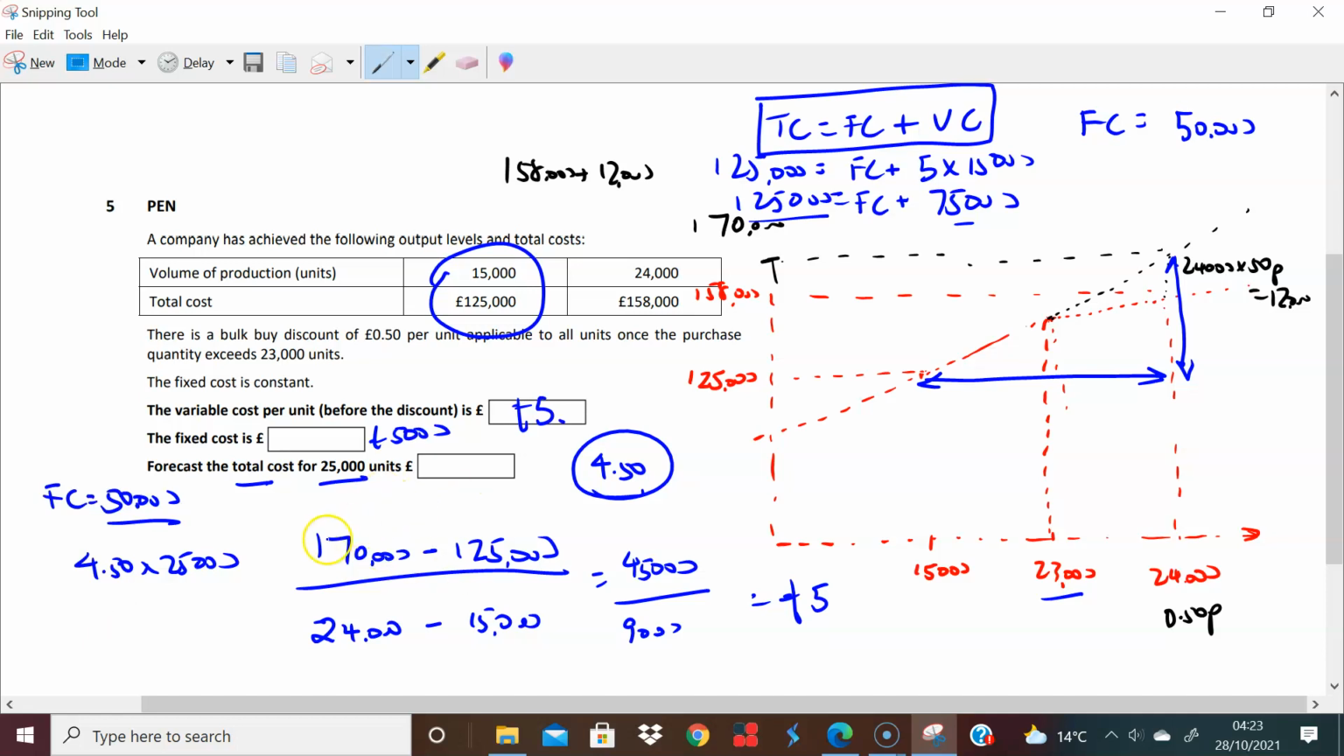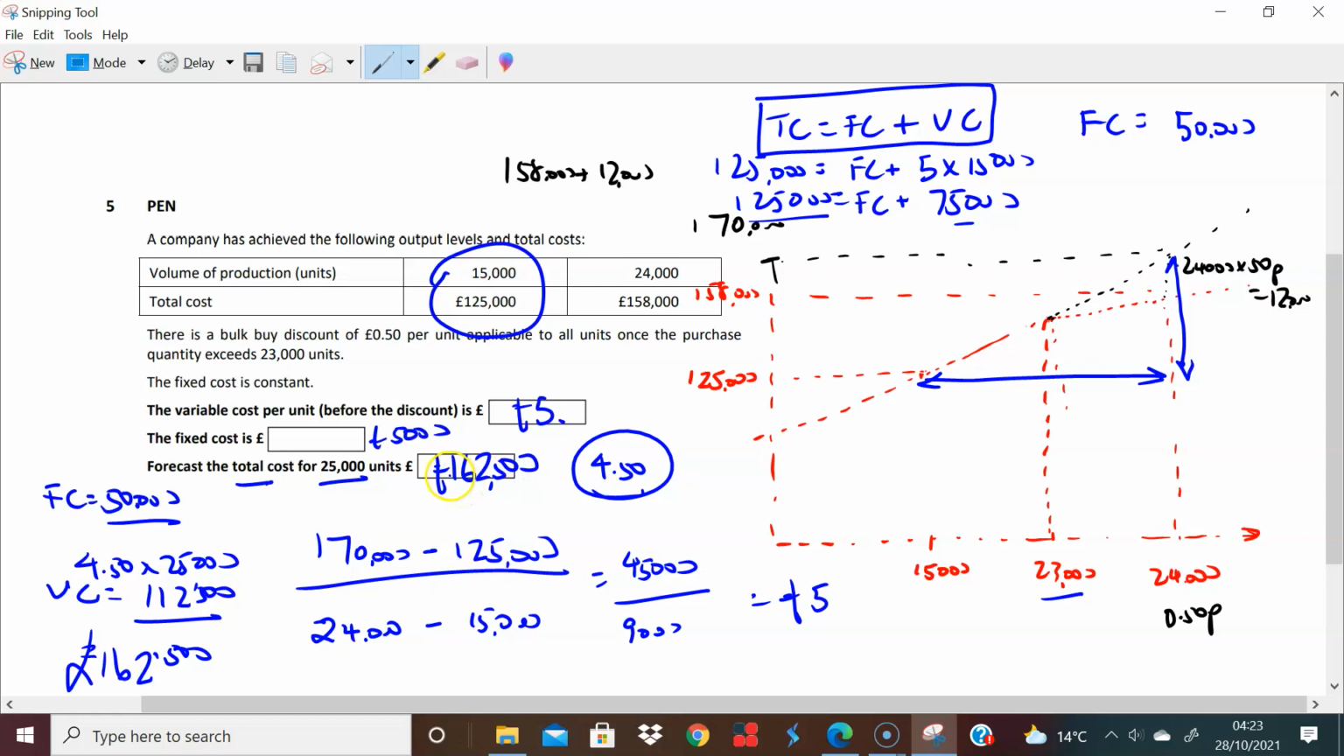And I have here £4.50 times 25,000. That's 112,500. So add the two together because this is your variable cost. So variable cost of 112,500, fixed cost of 50,000. Add the two together, and you have a total cost of 162,500. And there you are.